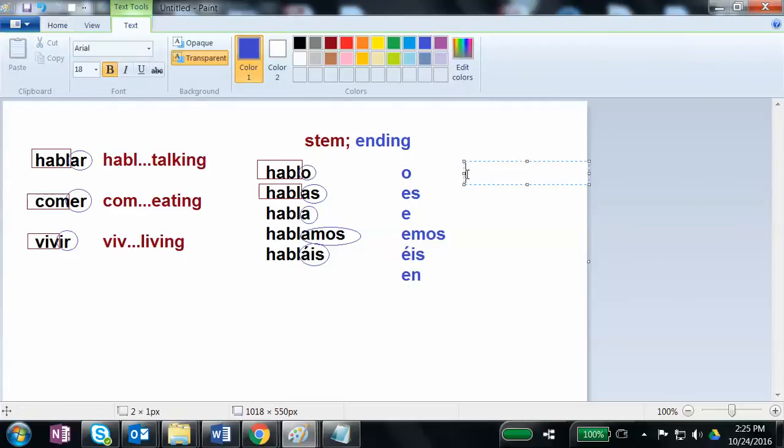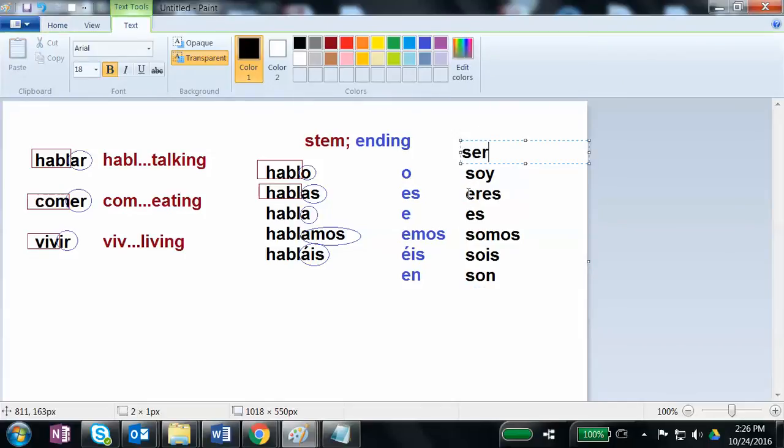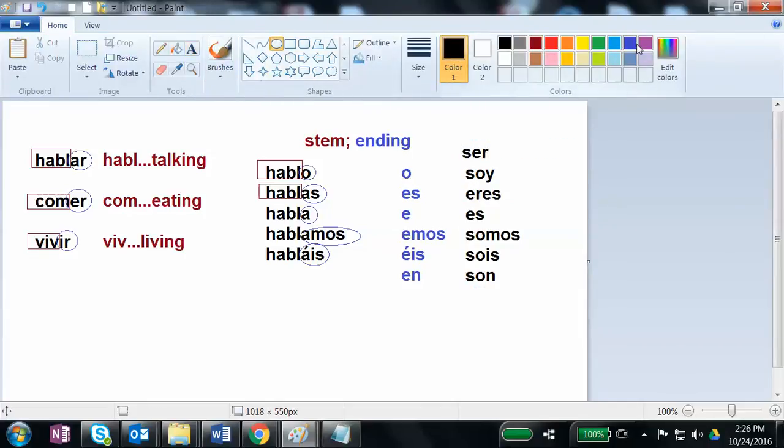But when I conjugate the verb ser, I'll just do it like this: soy, eres, es, somos, sois, son. So ser is an ER verb, but the endings that I'm getting here are not the endings that are over here, right? Okay. So verbs are irregular when they don't get the endings they're supposed to get, or if there's some sort of change to their stem.